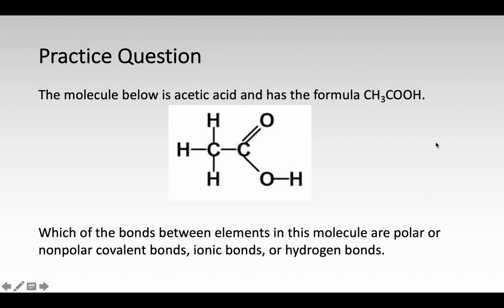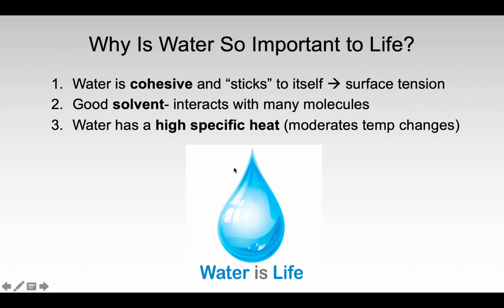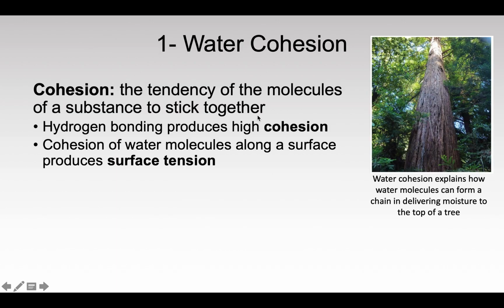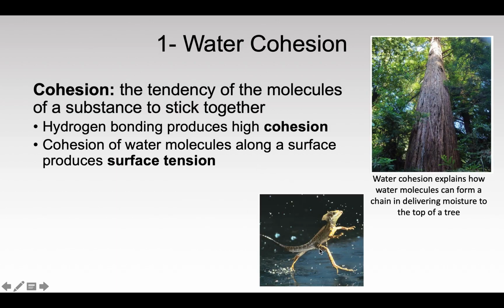We have some practice questions. You should be able to pick out, for example, polar parts here and here, and non-polar parts here. Water is super important for life because it has cohesion, which leads to surface tension. It is a very good solvent, interacts with many molecules, and it has a very high specific heat. It moderates temperature change. So again, water is very important, as we saw, remember the Jesus Christ lizard, and water going up a tree in transpiration.